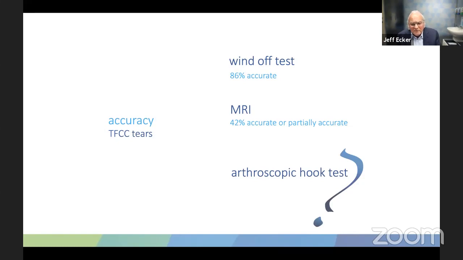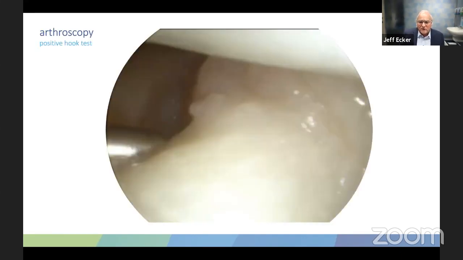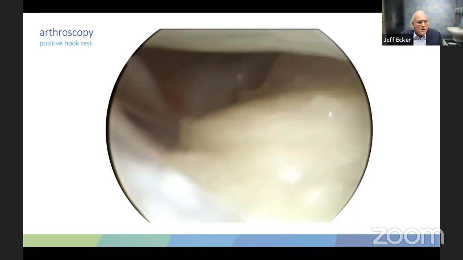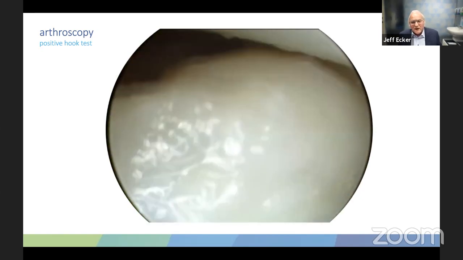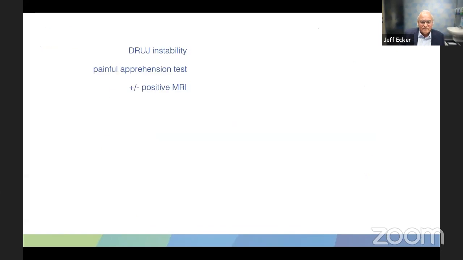So what happens with the arthroscopic hook test? And I was asked to address this because this is one of the tests we use to work out what's going on with the triangular fibrocartilage, particularly the foveal insertion. And here we have a positive hook test. There's no doubt there's a hook under the triangular fibrocartilage. I can lift it up and it's impacting on the bottom of the lunate. So if I had distal radioulnar joint instability, a painful apprehension test, plus or minus a positive MRI, and a positive hook test at arthroscopy, I would say that patient needed a foveal repair.